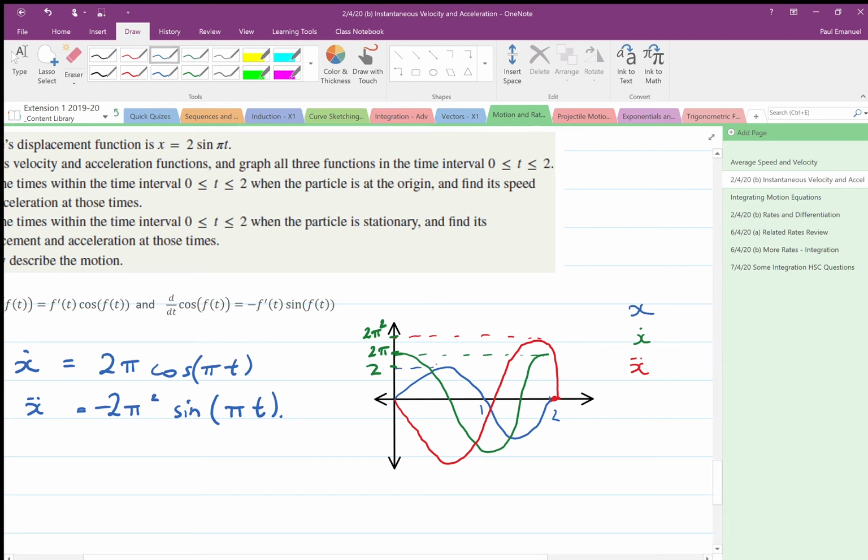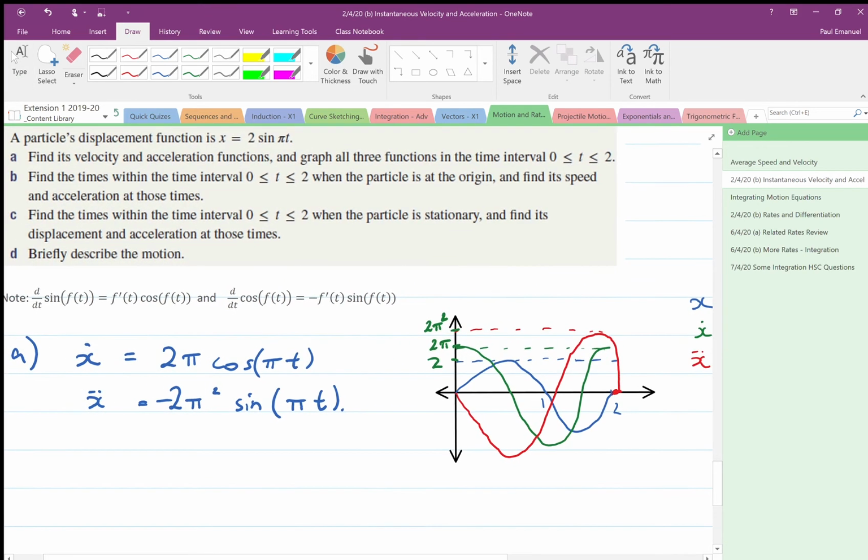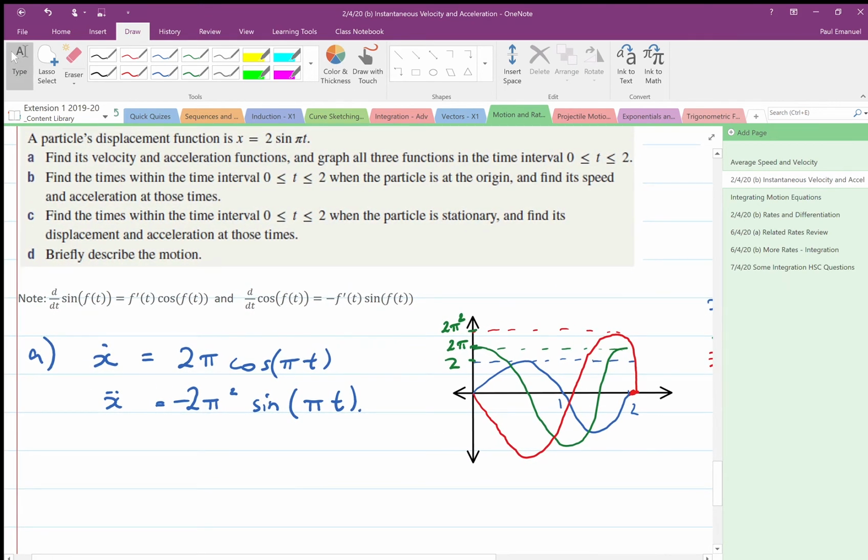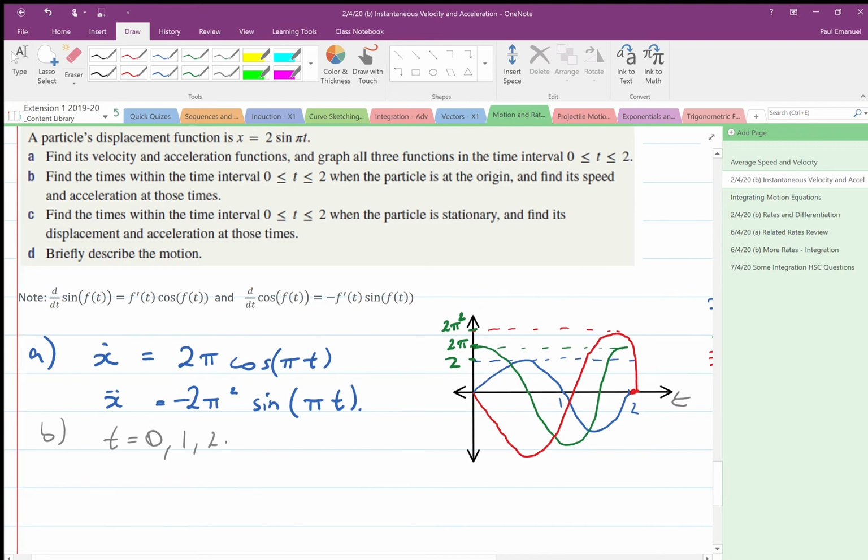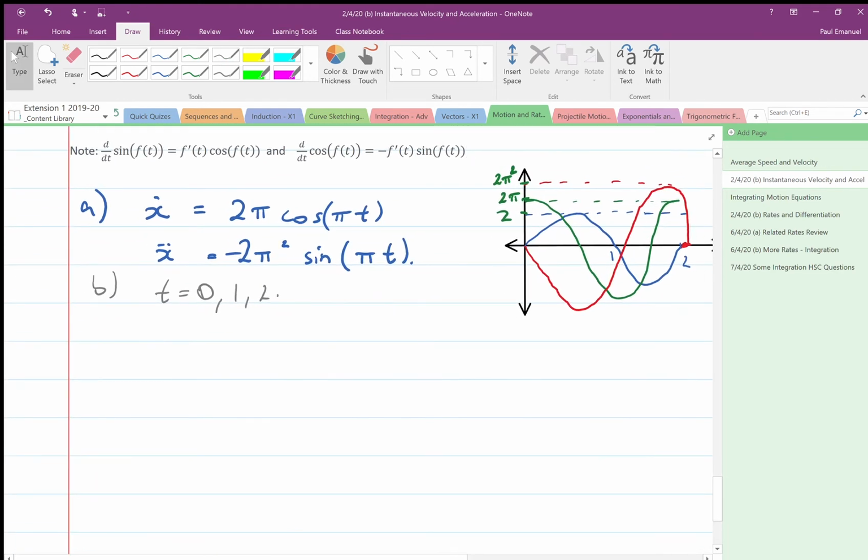I'm not going to mark in the troughs. Okay, but that should be 2 pi squared. So when is it at the origin? Well, clearly from my diagram, that's at t equals 1. Oh, sorry, 0, 1, and 2. So all the times it passes through the vertical axis, the horizontal axis, and find its speed and acceleration at those times.